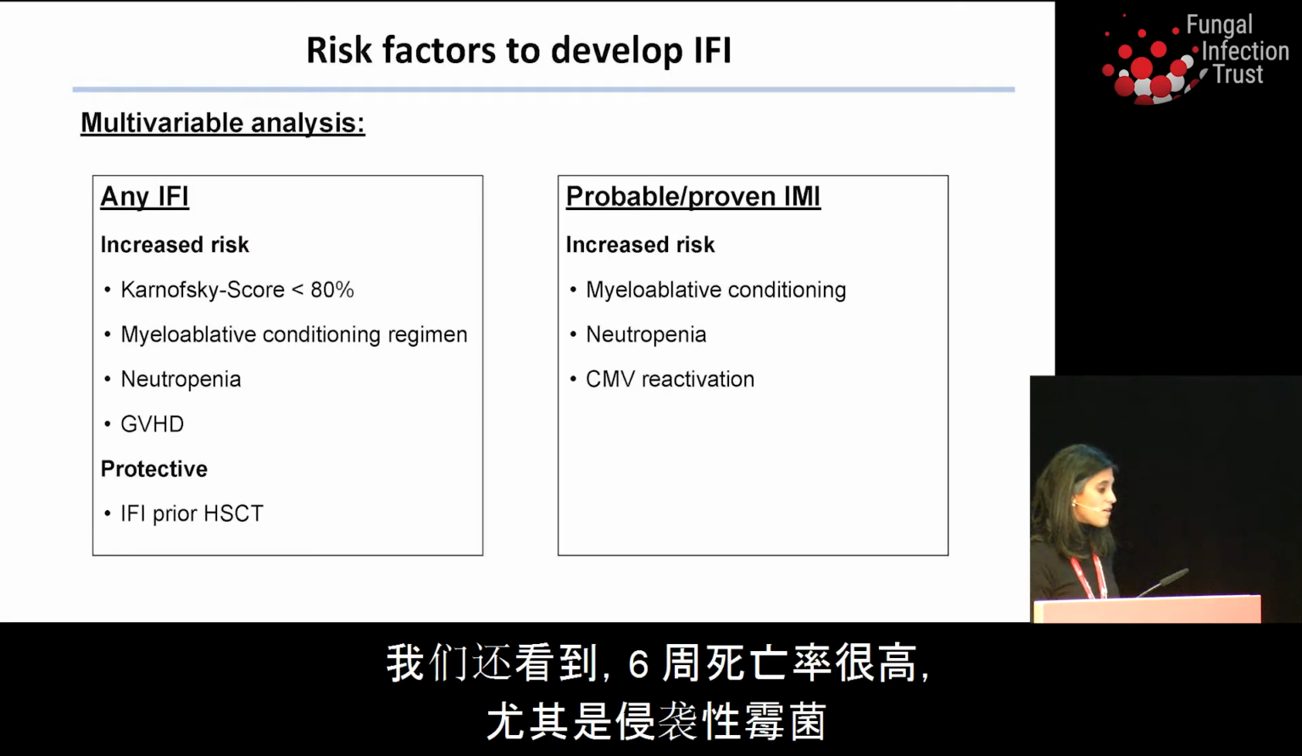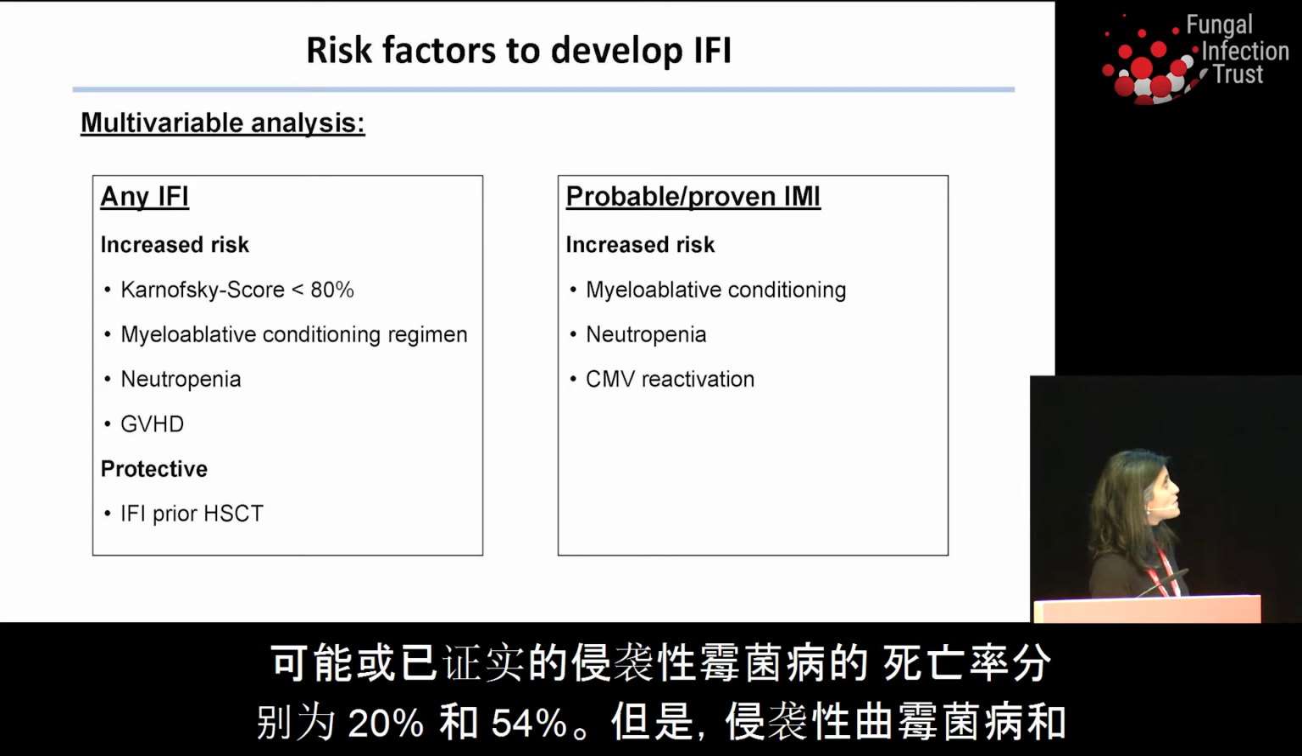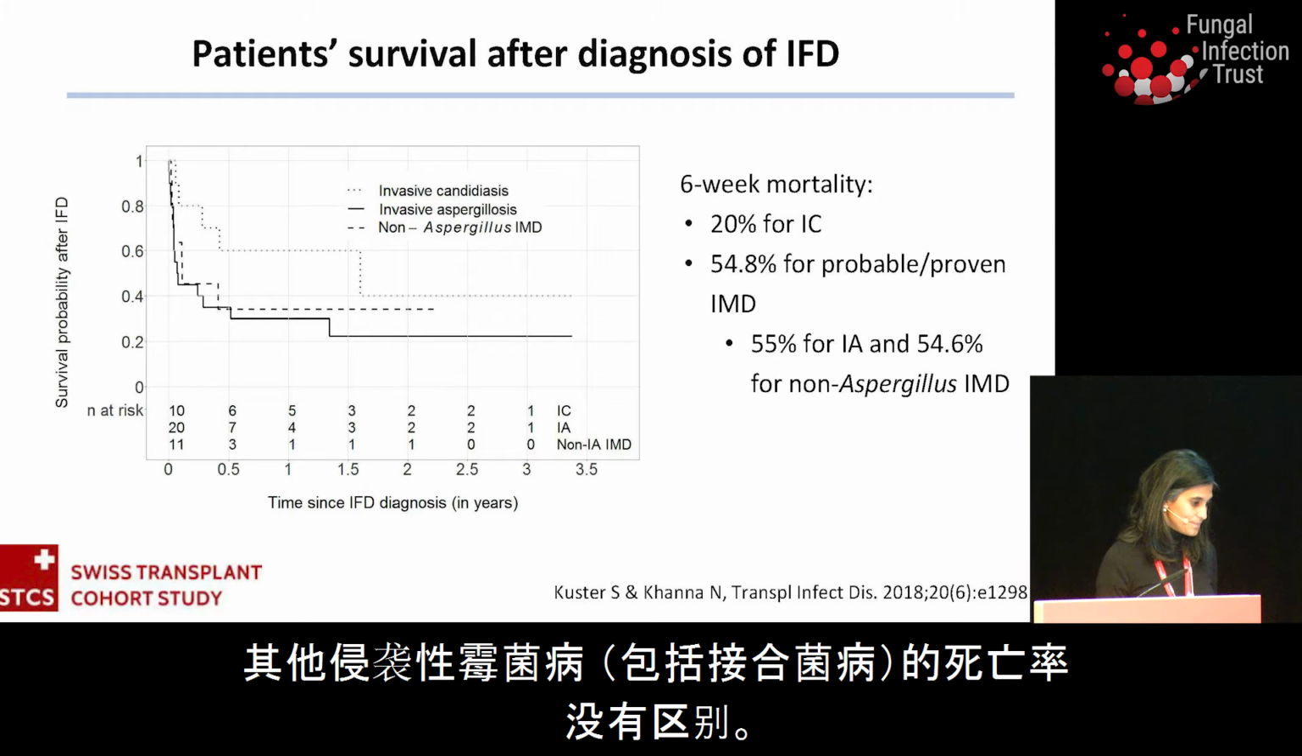What we also saw is a high 6-week mortality, particularly for invasive mold diseases, but not for invasive candidiasis, which was 20%, and 54% for probable and proven invasive mold diseases. However, there was no difference between invasive aspergillosis and other invasive mold diseases, including zygomycosis.